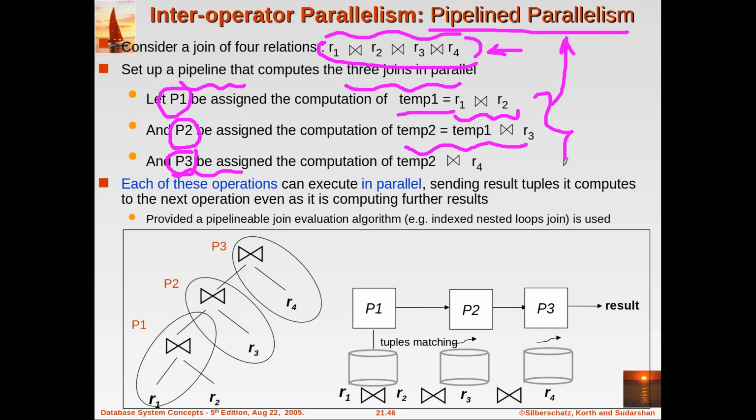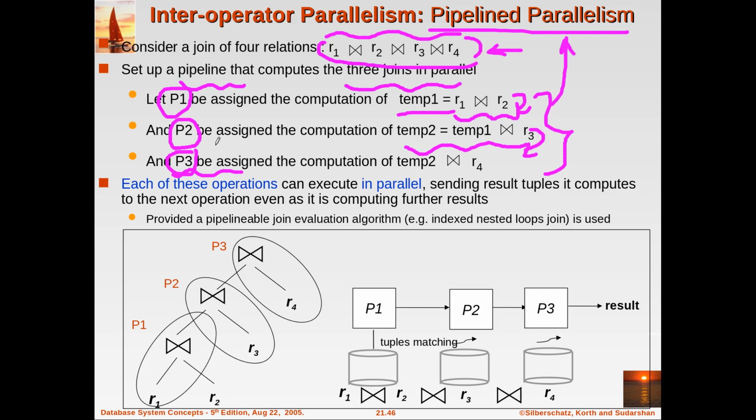Okay, so for P1, the entire execution will take more time, but in the first stage, while joining, it will be retrieving some tuples. Whatever tuples it is generating can be given to the second processor, and the second processor will produce some tuples, and from here that can be given to the third processor.